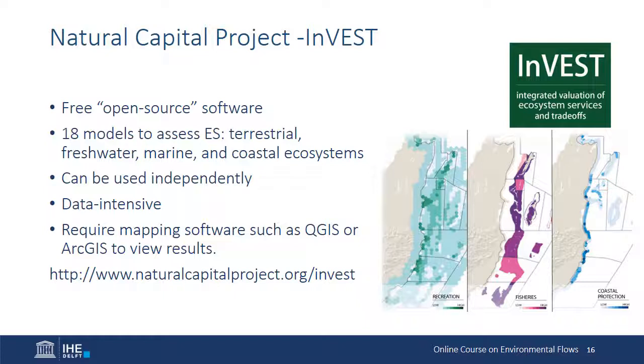If you like models and numbers, then the Natural Capital Project tool is for you. Stanford University, through the Natural Capital Project, has been developing different models to quantify the ecosystem services, and these models integrate InVEST, which means Integrated Valuation of Ecosystem Services and Trade-offs. This tool is free. You can download all the software from the website, and right now they have 18 models that cover terrestrial ecosystems, freshwater, marine, and coastal areas.